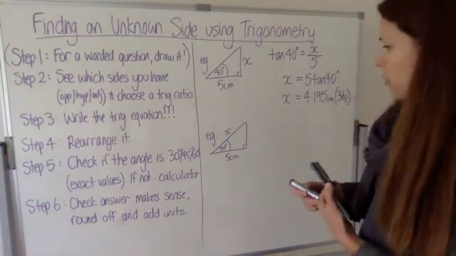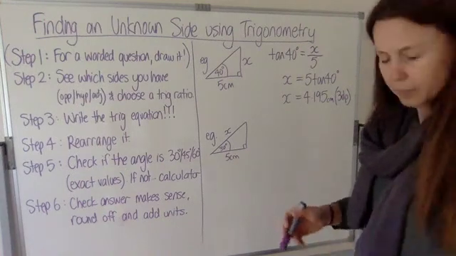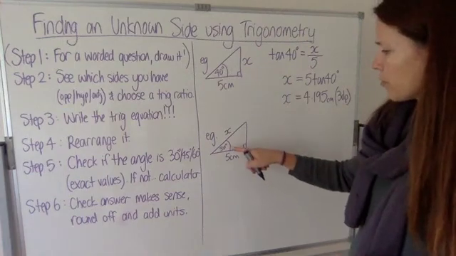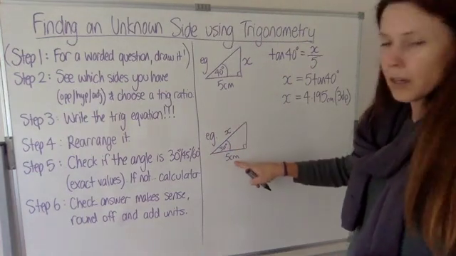All right, second example here. Let's go through the steps again. We have our triangle. Which sides do we have? Well, from this angle, this is the hypotenuse, and this is adjacent.